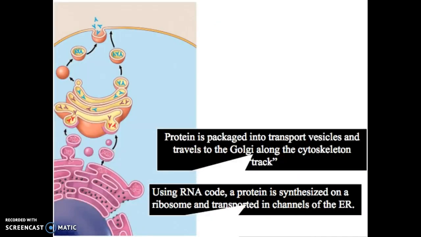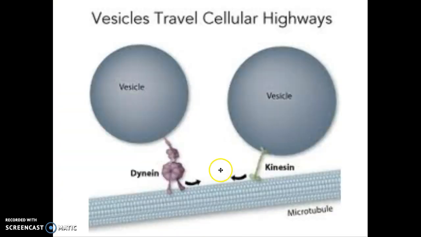All right, so step 2, protein is packaged into transport vesicles, and they travel to the Golgi along the cytoskeleton track. So that's what's happening here. What do I mean by cytoskeleton track? Well, throughout the cell are microtubules and microfilaments, and those both make up the cytoskeleton.